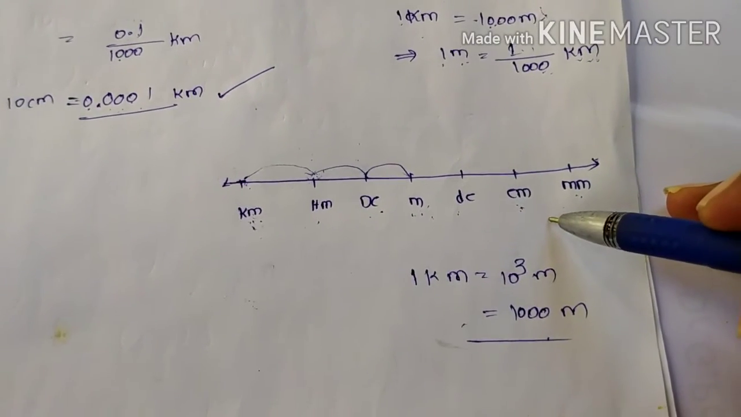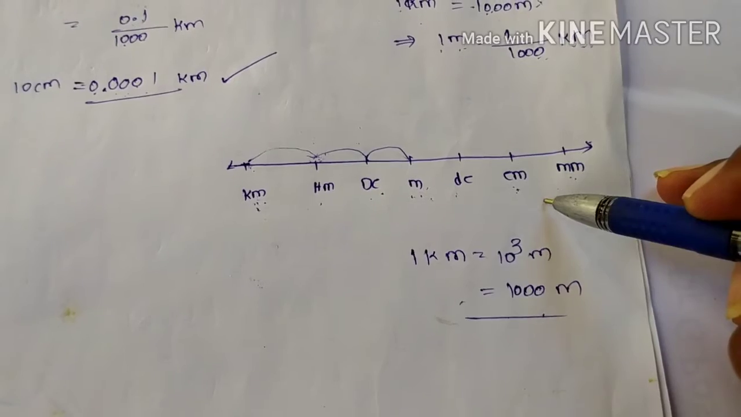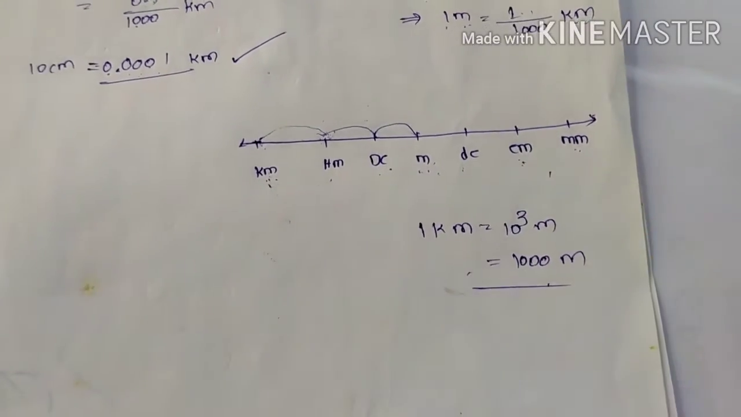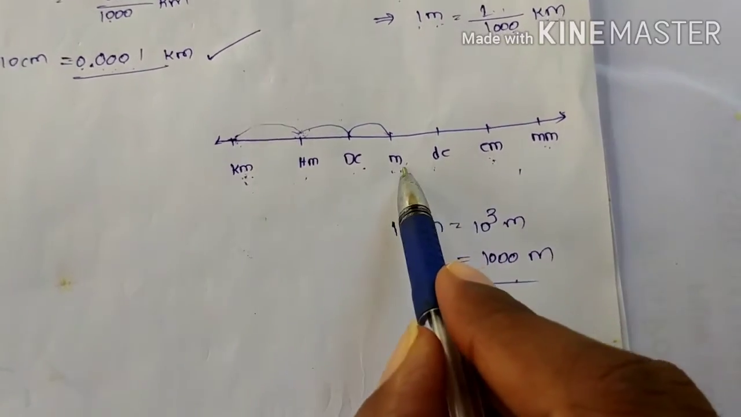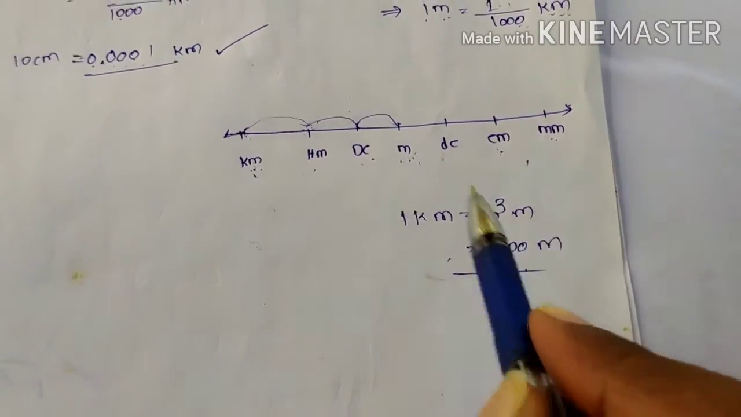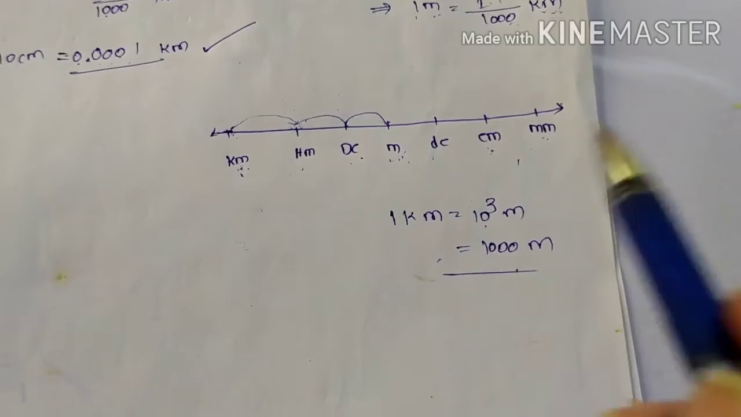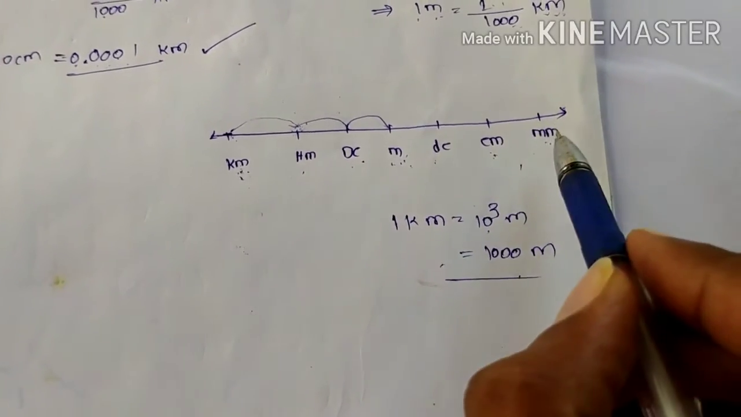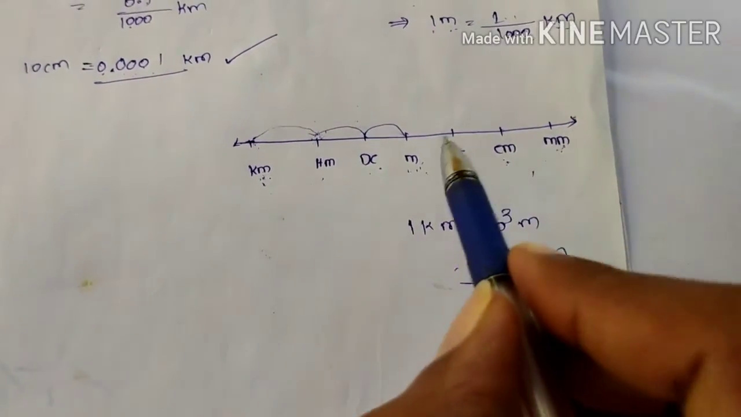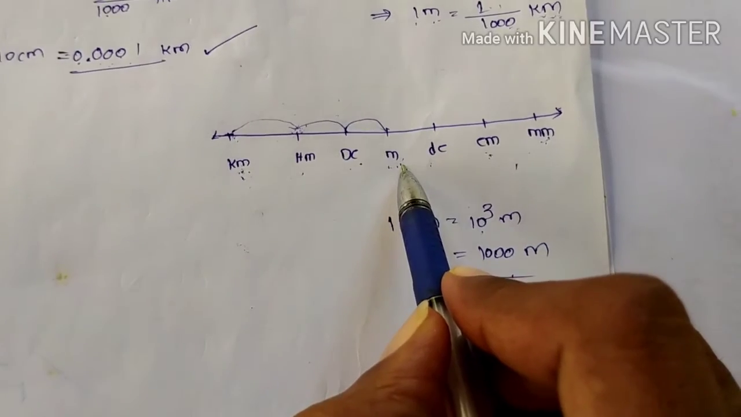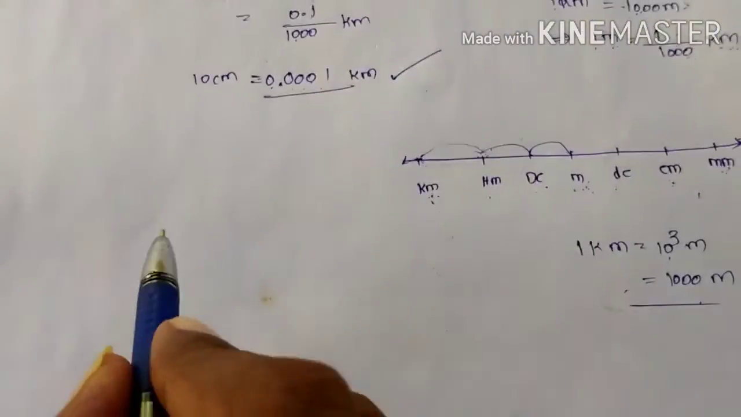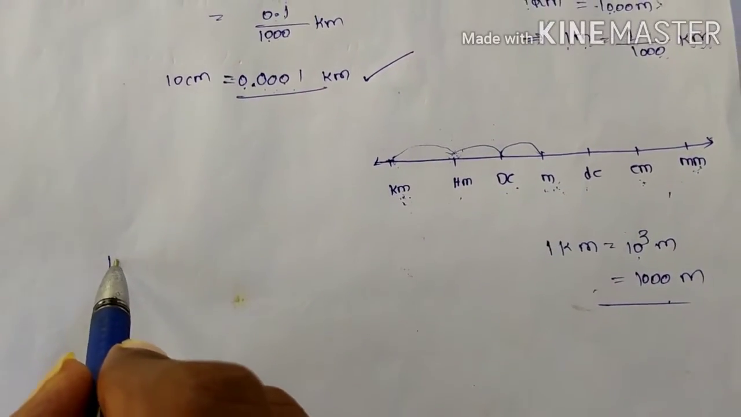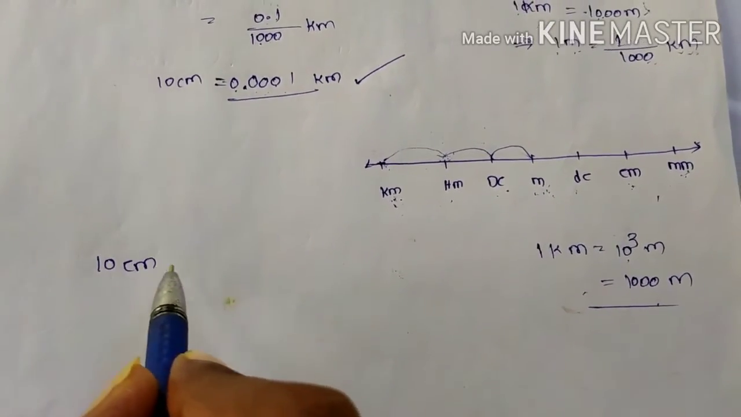If you know this diagram, you need not remember any information. Just draw it and you can convert. If I am converting larger units to smaller units, you multiply with powers of 10. If you are converting smaller units to larger units, you divide with powers of 10. For example, what is your question? 10 centimeters. Yes, you can see here 10 centimeters is equal to.